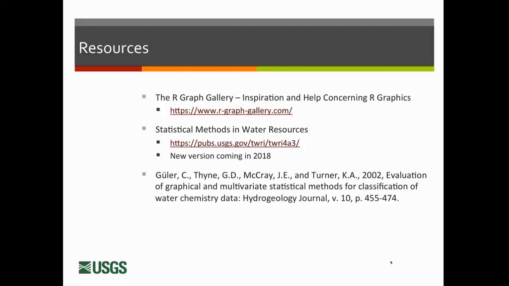And then this paper I mentioned earlier is, I think, very good. It talks about graphical and multivariate statistical methods specifically for water chemistry data, and I found it interesting and inspiring when I ran across it quite a while ago. If anybody knows of additional publications like that, I'd be interested in hearing from you what those references are.